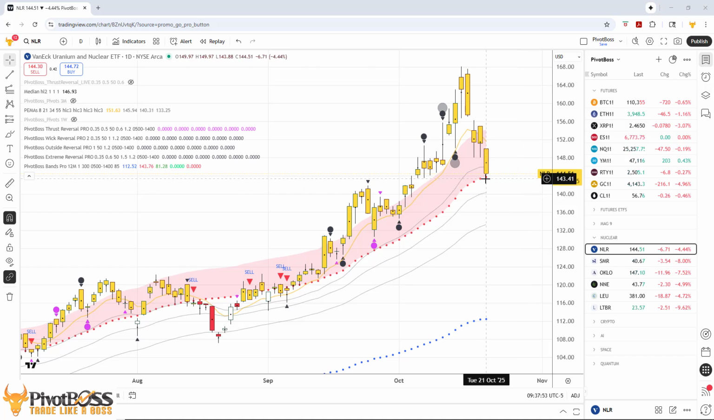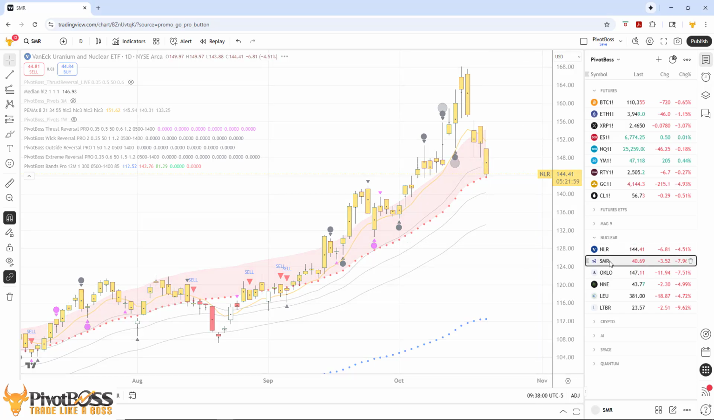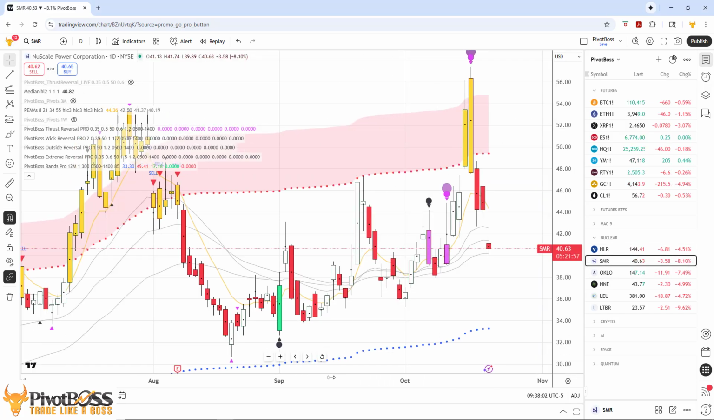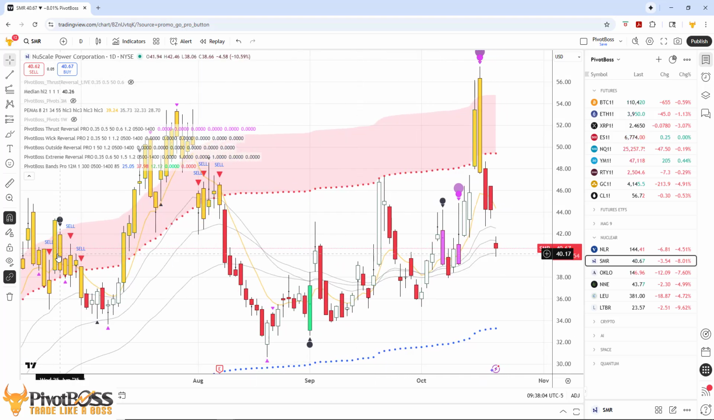Do we bounce again off this level as we have, which is customary in an uptrend, or do we fail back down? Here's SMR. Big time rotation back down.